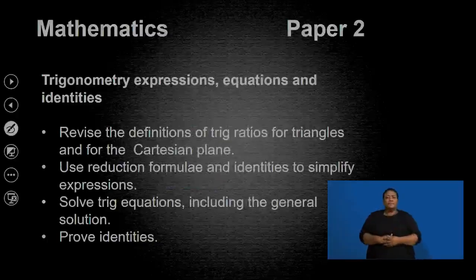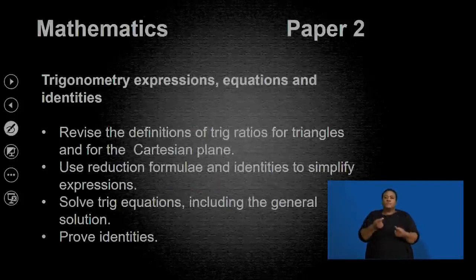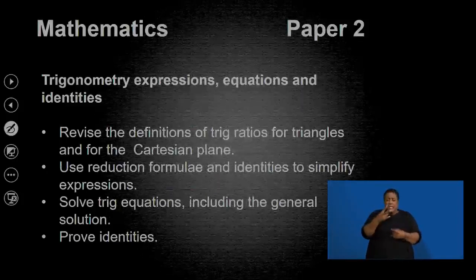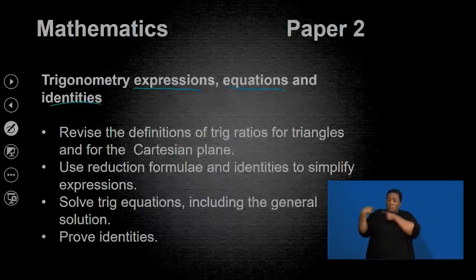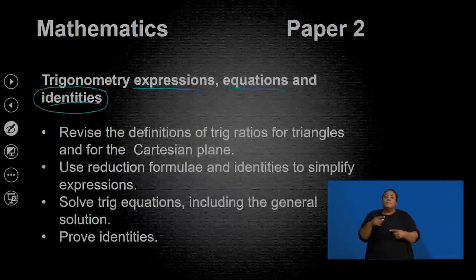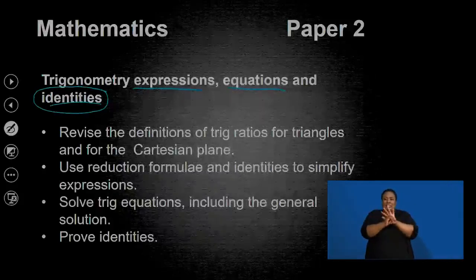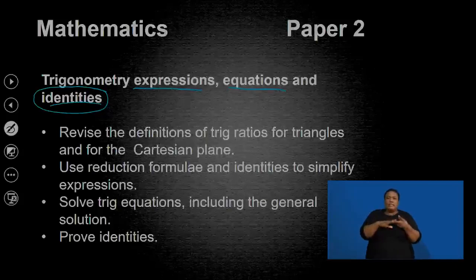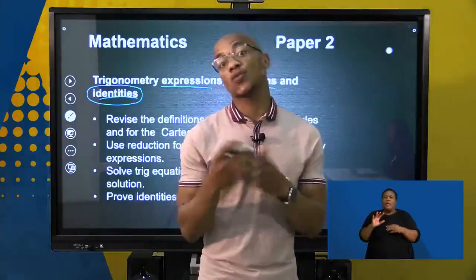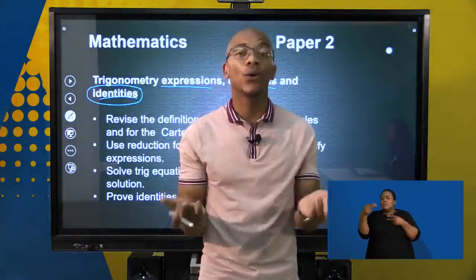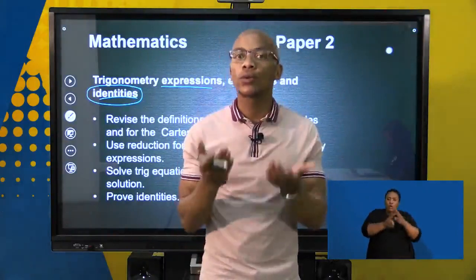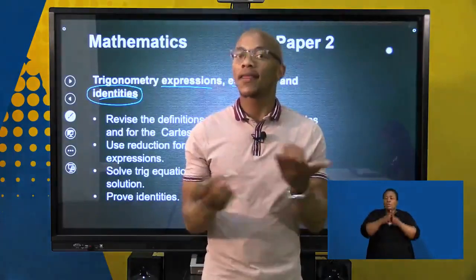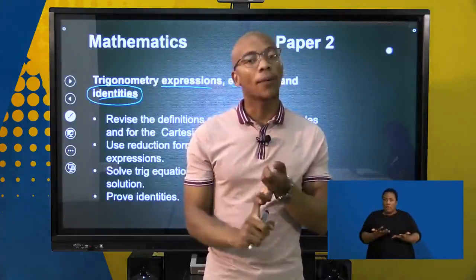Now, we're going to look at a concept that we found to be a problem over the years from the past papers, and that was trigonometric expressions, equations, and identities. Guys, remember, when we talk about identities, we're not only talking about sine squared theta plus cos squared theta is equal to 1, or tan theta is equal to sine theta over cos theta. No. Even the grade 12 identities, you please need to know them and know how to apply them. That is your double angles and your compound angles.